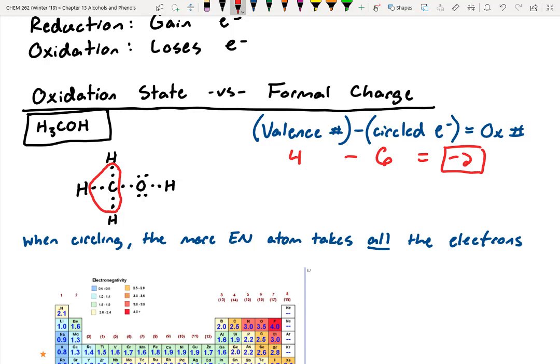So for oxygen, I'll let you try to figure this out, but I'll let you work with your neighbor on oxygen. Give me a thumbs up if you think you got oxygen. All right, so oxygen is clearly more electronegative than carbon. We already determined that, and it's more electronegative than hydrogen. So it's actually going to steal all of the electrons. For oxygen, the valence number is normally 6. Then we subtract the total number of circled electrons, which is 8. And the oxidation number for oxygen in methanol will also be -2.